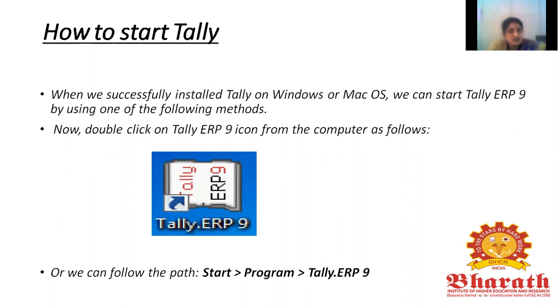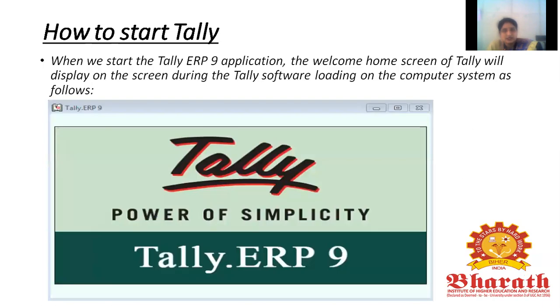So we know what Tally is, what versions we have, and what the advantages and features of Tally are. So let me start. How can we start Tally? When we successfully install Tally on Windows, we can start Tally ERP9 by using any one of the following methods. Either we double click on the Tally ERP9 icon on the computer as follows. Otherwise, we can follow the path: go to Start, select Programs, and there Tally ERP9 is available. So we can start Tally by any one of the methods.